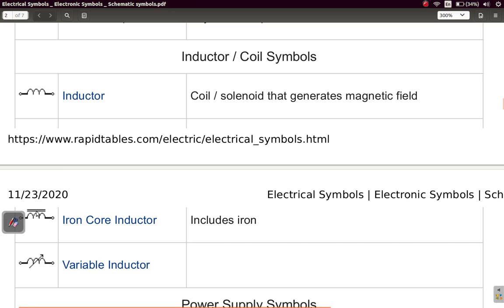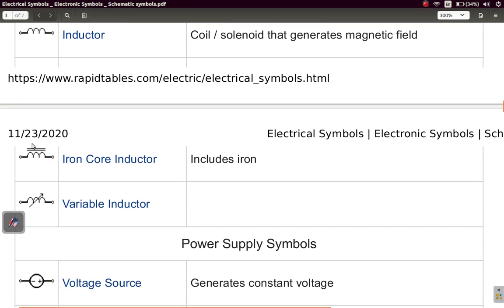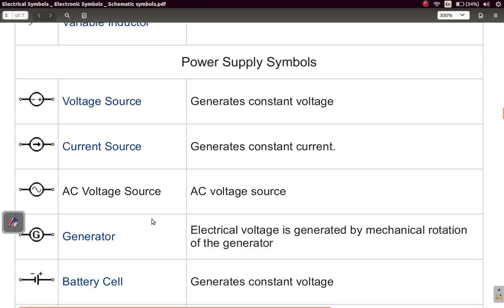In this case, you have a piece of iron inside a coil of wire. So you represent the iron by these two bars, and then you have the variable inductor, right? The power supply symbols, you have voltage source and current source.